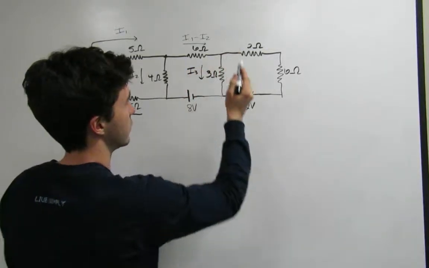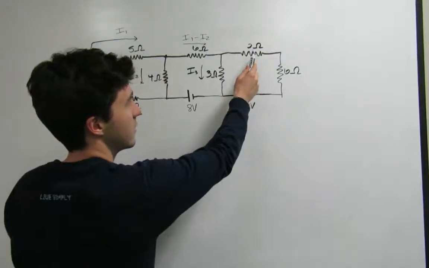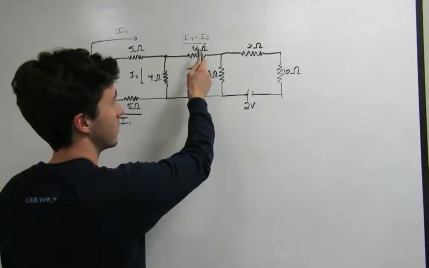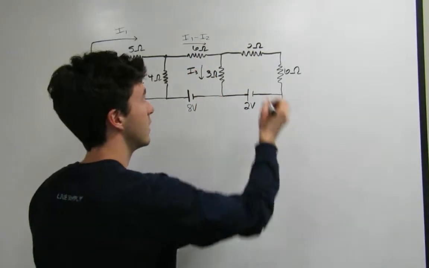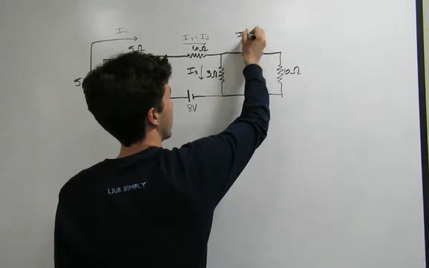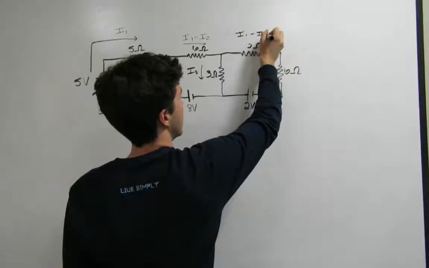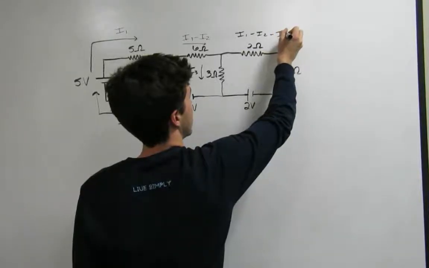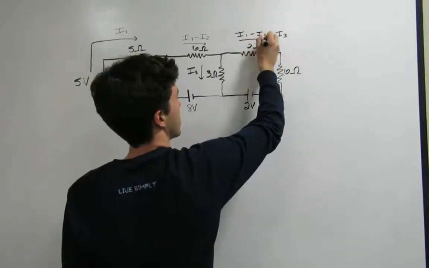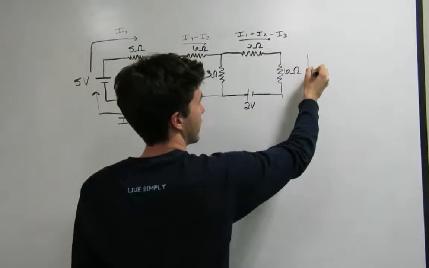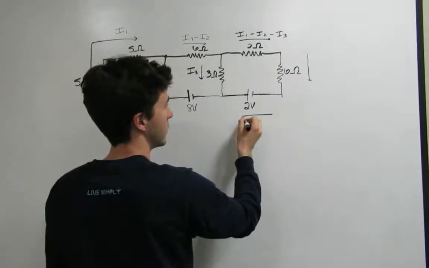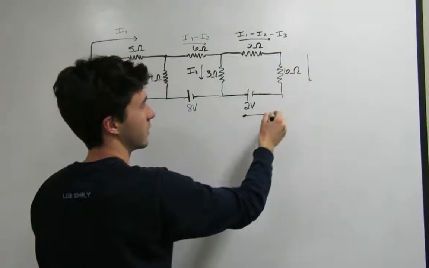And again, we have another junction right there. So that means this one plus this one is going to equal that one, but we're going to rearrange it again. We're going to call it I1 minus I2 minus I3 is traveling this way. And it's also traveling this way and this way. So it's the same current traveling this way.